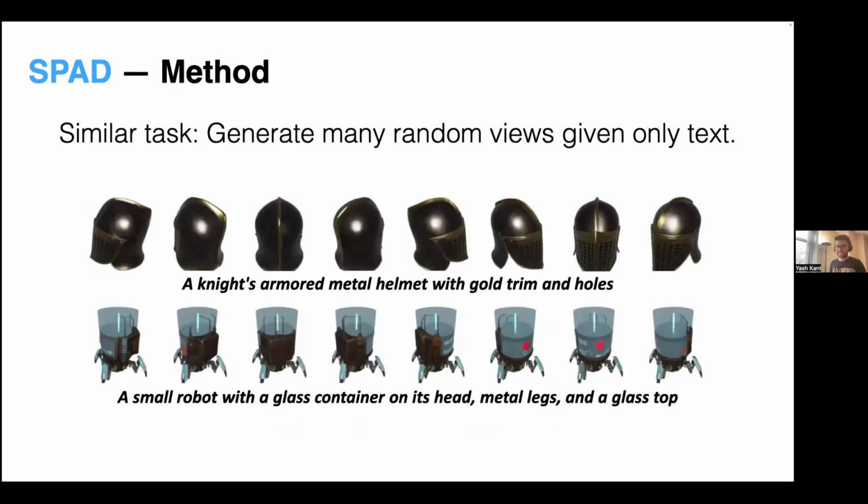And the task here is similar. We basically want to generate many views given only text. But the difference here is that we don't want to constrain these views. So we want to still keep generating these views from many different viewpoints. And these samples are actually some of the generations from SPAD. And I'll talk about how we do this. And as you can see, the issues that we saw with MVDream, where it was copying views from different sides, all those do not exist here.